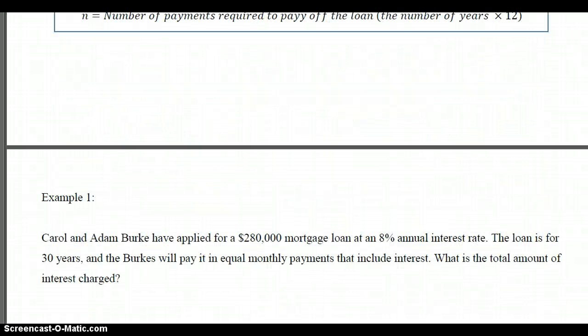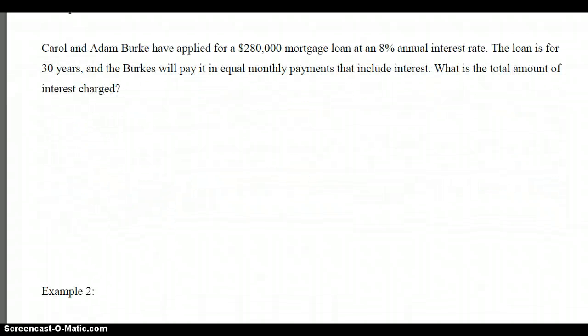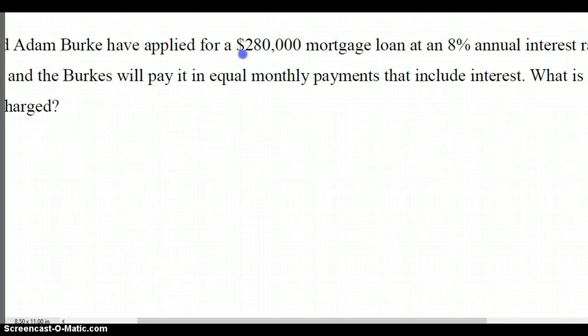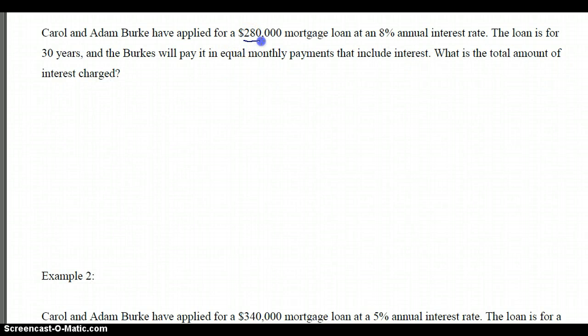In our first example, Carol and Adam Burke have applied for a $280,000 mortgage loan at an 8% annual interest rate. The loan is for 30 years, and the Burkes will pay it in equal monthly payments that include interest. What is the total amount of interest charged? A couple of our numbers here are important numbers. For example, the $280,000, the 8%, and 30 years.